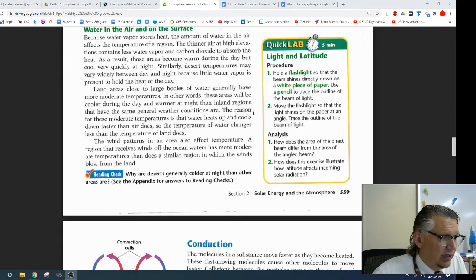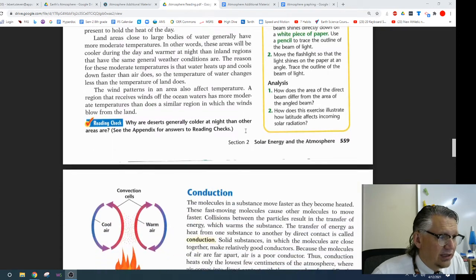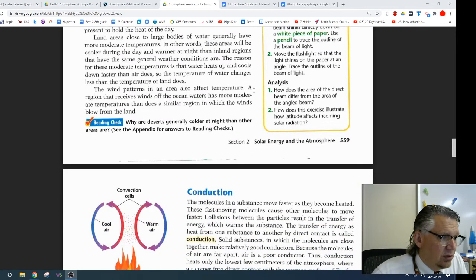The reason for these moderate temperatures is that water heats up and cools down more slowly than air does. So the temperature of the water changes less than the temperature of the land does. The wind patterns in the areas also affect the temperature. A region that receives winds off the ocean water has more moderate temperatures than similar regions in which the winds blow from the land.